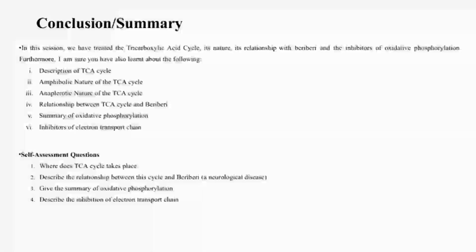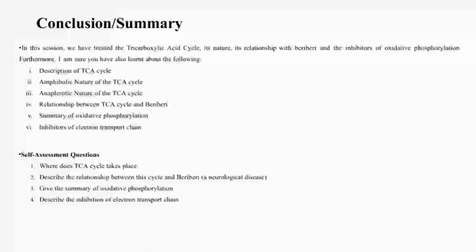I am confident that you now understand the detailed description of the TCA cycle, including its amphibolic nature, meaning it is involved in both catabolic and anabolic processes, and its anaplerotic functions, which help replenish cycle intermediates when they are depleted. We also discussed how deficiencies, like in thiamine, impact the cycle and contribute to diseases like beriberi. Furthermore, we summarized oxidative phosphorylation, emphasizing its role in converting the energy stored in NADH and FADH₂ into ATP.